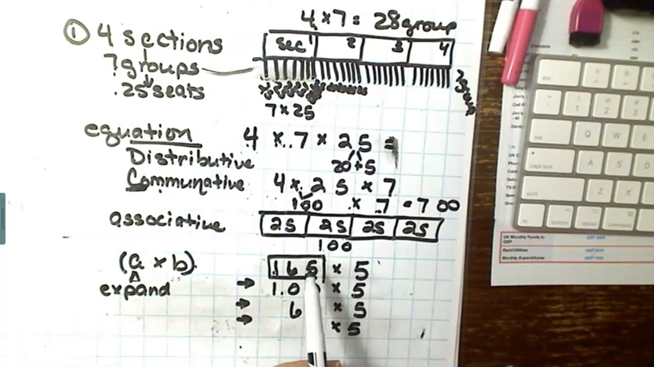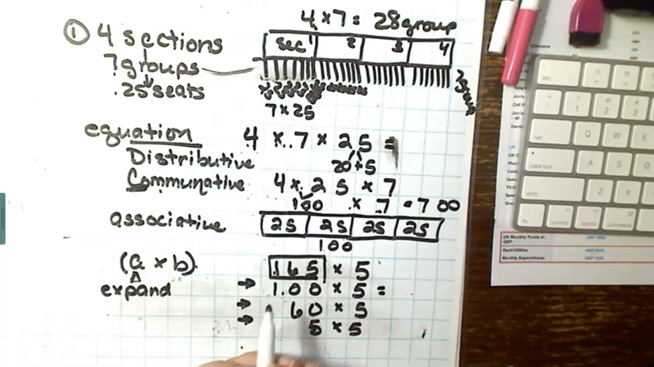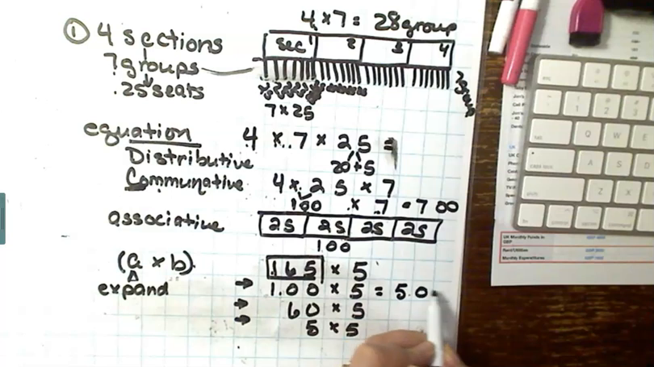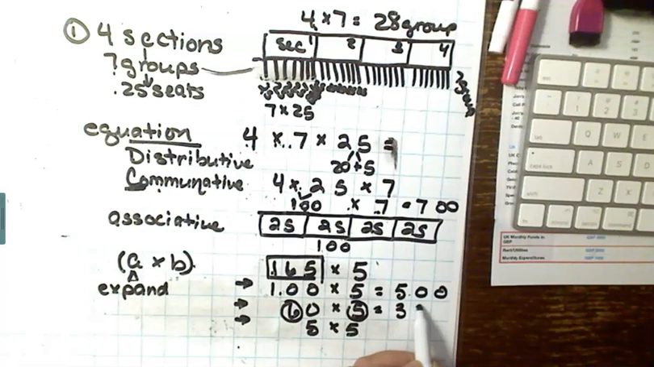5 groups of 165 is the same as 5 groups of 100, 5 groups of 60, and 5 groups of 5. Well, what's 5 groups of 100? 500. What's 5 groups of 60? Well, 6 times 5 is 30, and then I'm adding 1 zero right there, so it's 300. 5 groups of 60 is 300. 5 groups of 5 is 25.